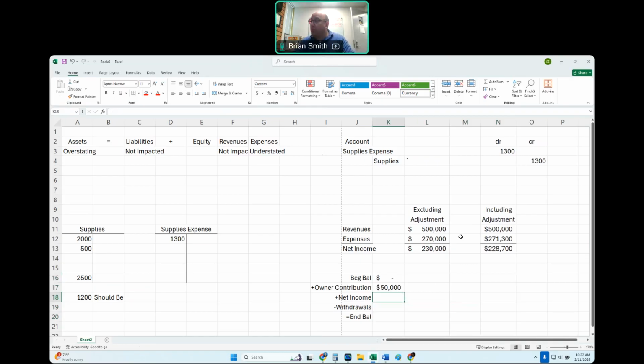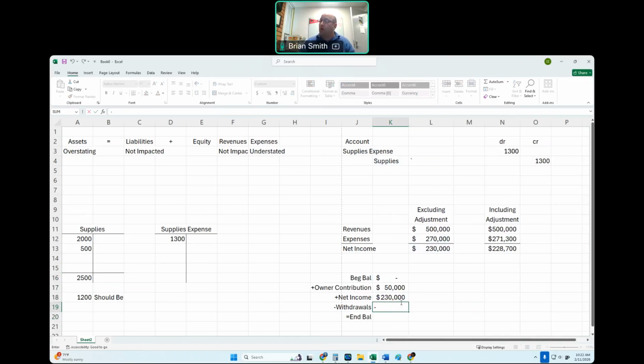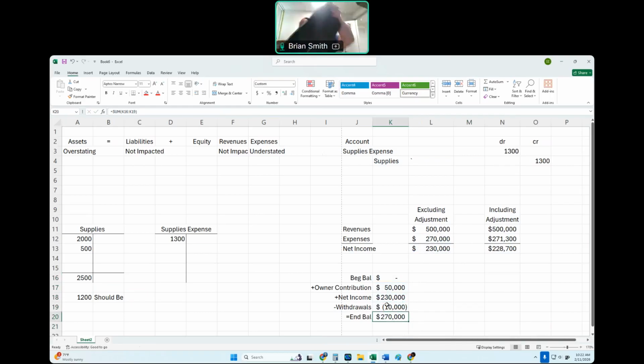Net income, if we exclude the adjustment, is going to say that we had $230,000. And let's say withdrawals, we withdrew $10,000, just making it up. When we add these together, we're saying that our ending balance on our equity account is $270,000.